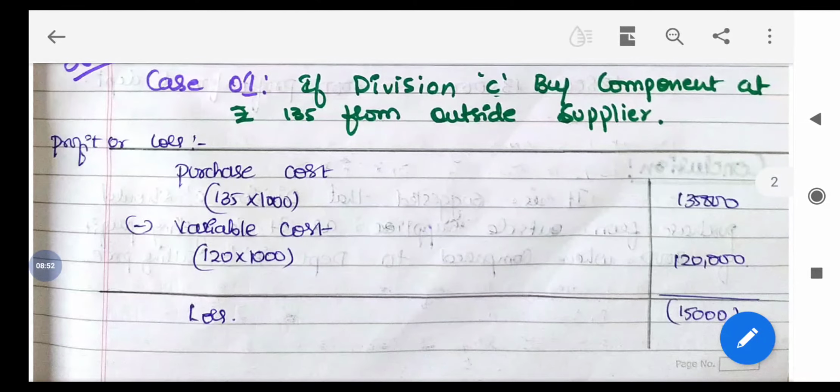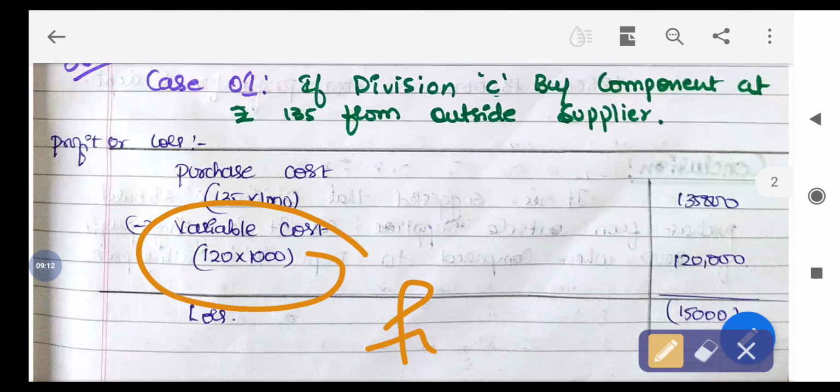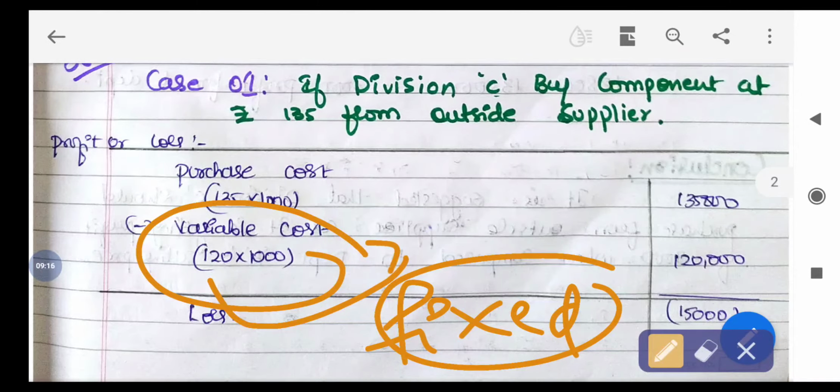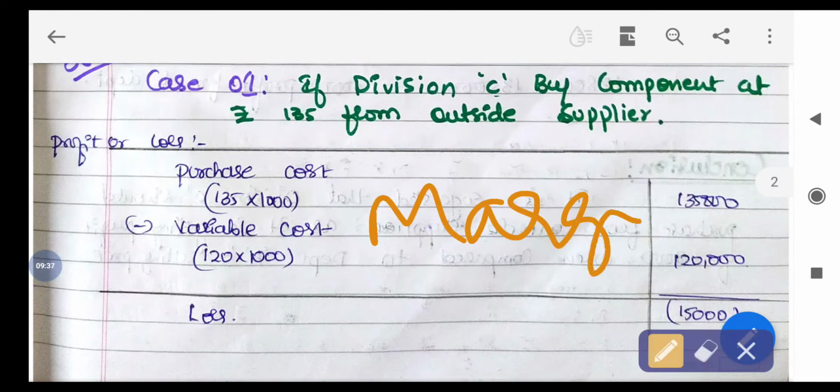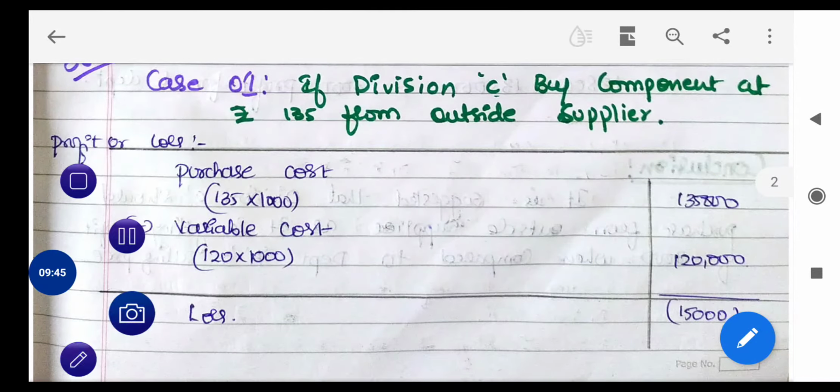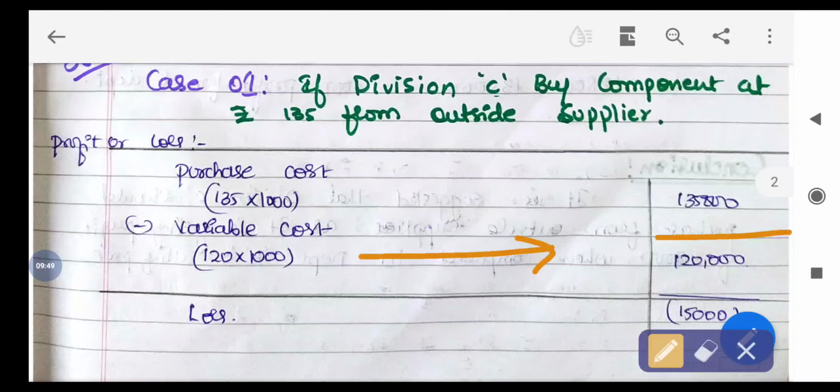See here, for supplying goods from one department to another department, the main type of cost which is recognized and calculated is the variable cost. Because they are supplying to their own division, to the company's own division, they will not consider the fixed cost. Usually they will consider the variable cost. Here it means they are considering the marginal cost. So in marginal cost, we will consider only the variable cost. So here, if the company is manufacturing, the cost will be 1,20,000.